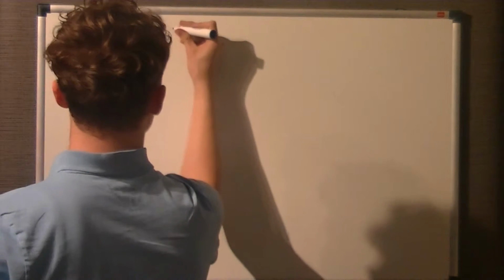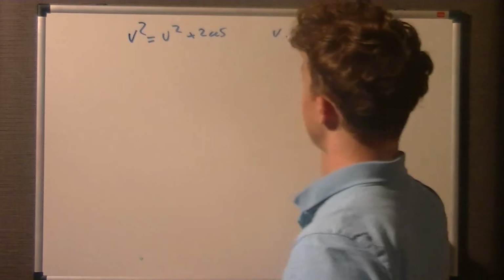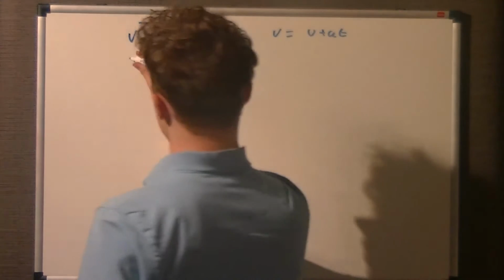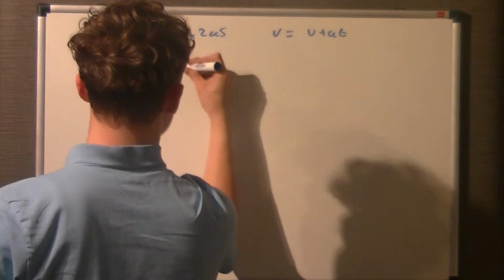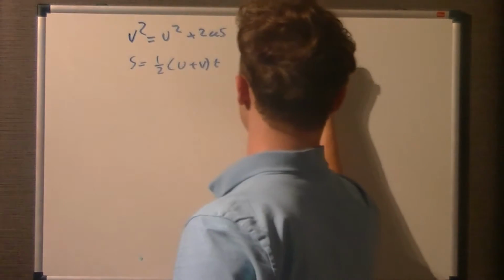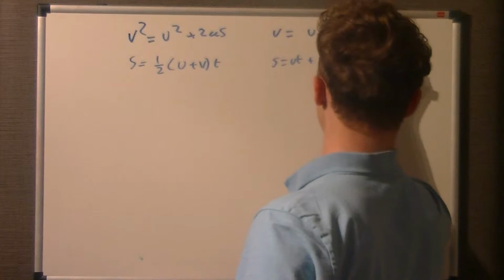v squared equals u squared plus 2as is one. v equals u plus at is another one. s equals half of (u plus v) times t, and s equals ut plus a half of at squared.